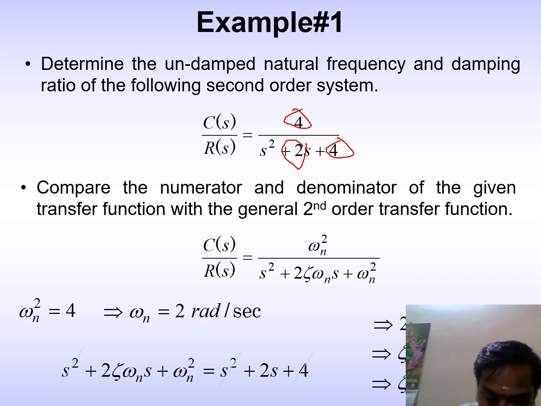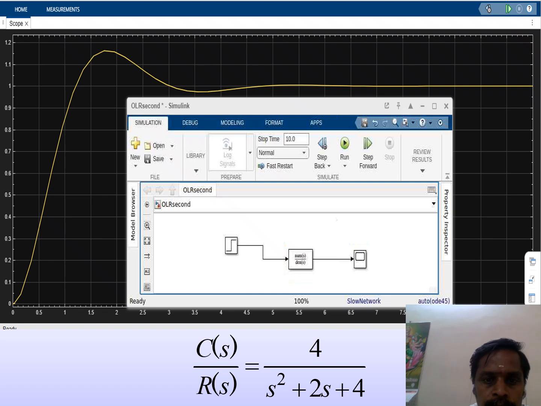2 zeta omega n is equal to 2, so by using this formula we can find the zeta value also. Looking at the response, is it an overdamped system or an underdamped system? It is an underdamped system, because the zeta value is between 0 and 1. That's why we are getting oscillatory behavior in the output. This is the MATLAB response. The remaining three problems you have to do and find the response for.